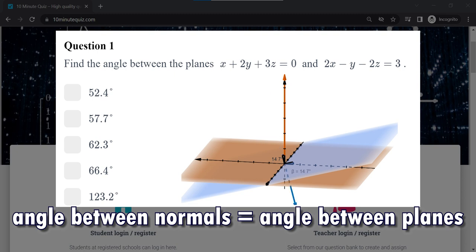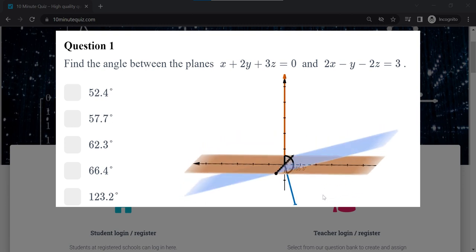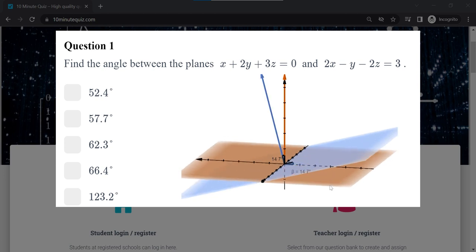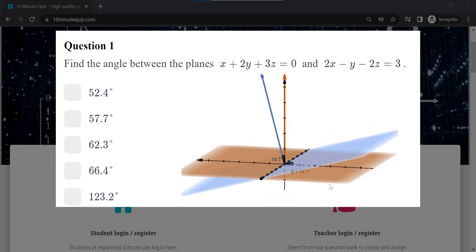Just one thing to be aware of is if our normal vectors are going in opposite directions, then what we would have between the two normal vectors is an obtuse angle like this. But between our planes, we would state the angle as an acute angle. So all we need to do then is just subtract that obtuse angle from 180 to get the acute angle. Alright, so I hope that concept makes sense.